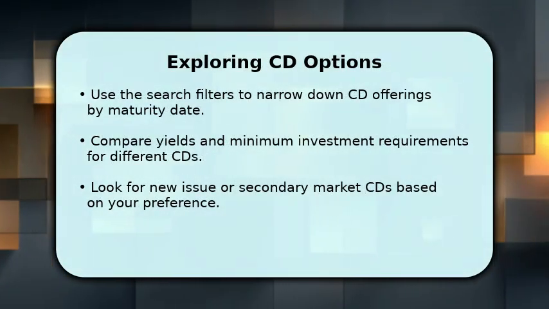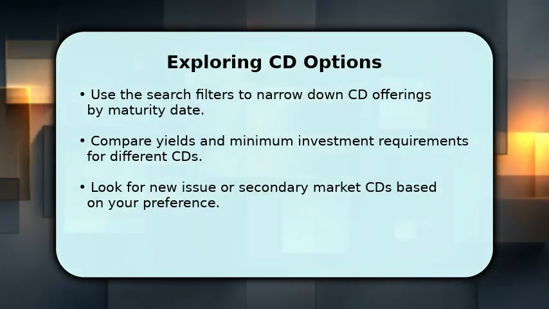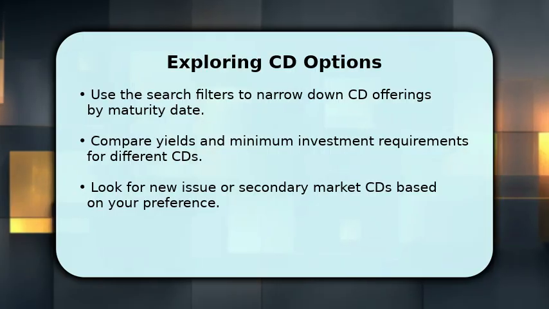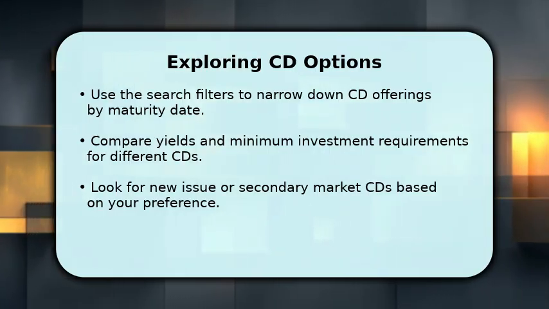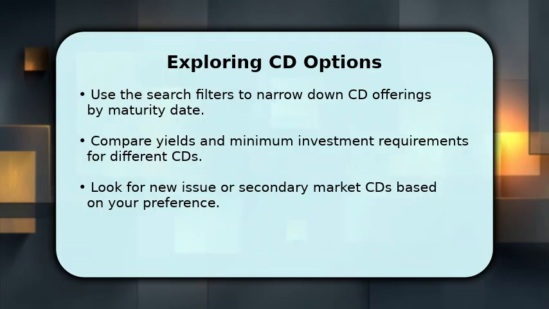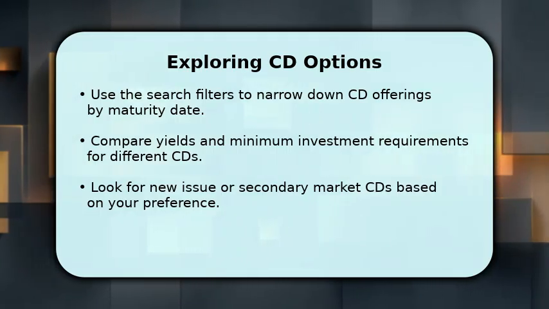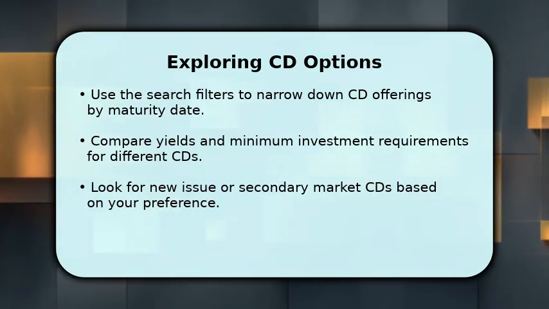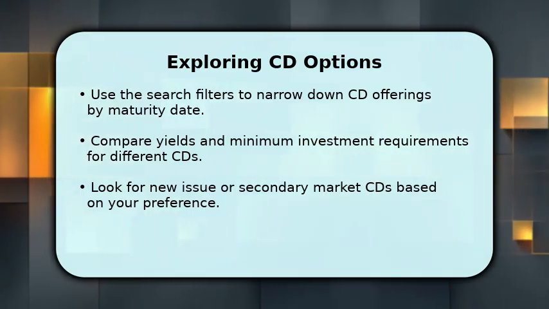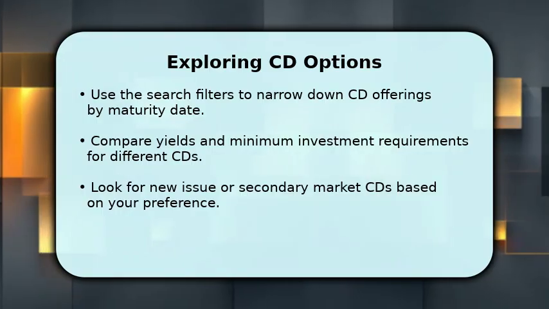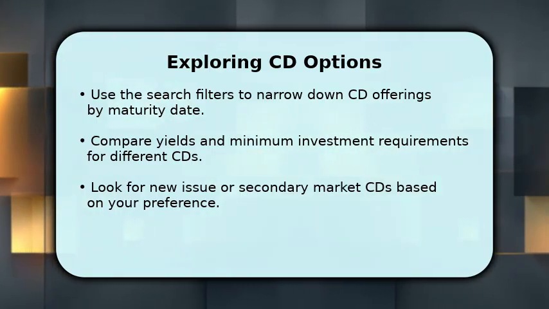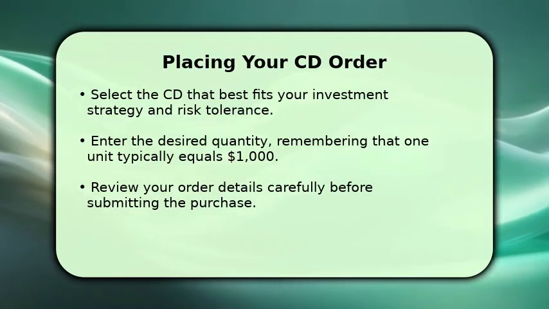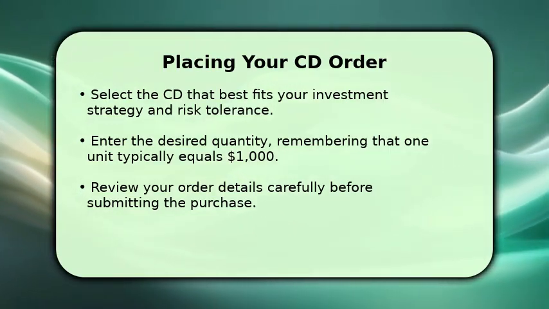After reaching the Bonds and Fixed Income page, you will see options to filter your search. Use the CD filter to view only certificates of deposit. You can then refine your search by maturity date, yield, and issuer. Take your time to compare the various offerings, paying close attention to the annual percentage yield, or APY, and the minimum investment amount, which might be $1,000 or more. Once you have identified the CD you wish to purchase, click on it to view more details.